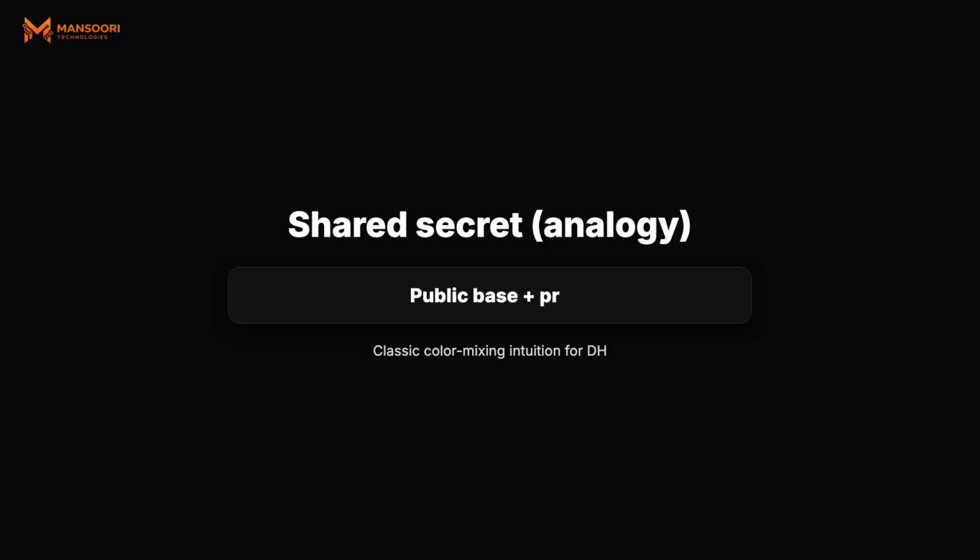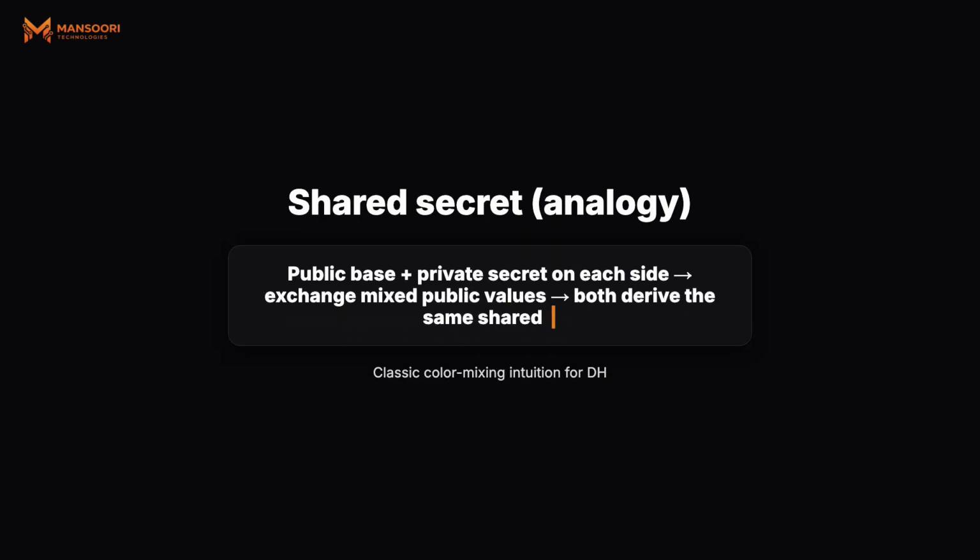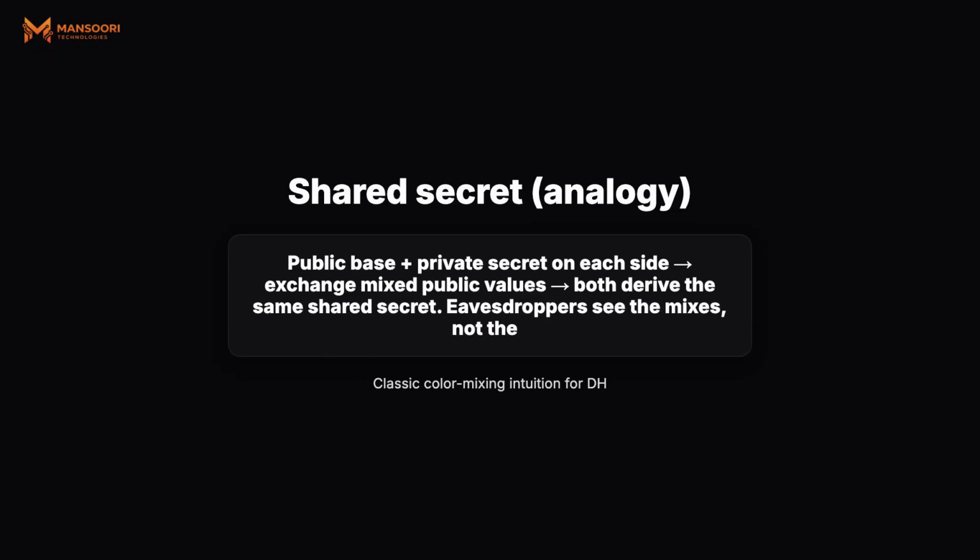Diffie-Hellman key exchange is often taught with a color mixing analogy. Imagine a public base paint everyone sees. Each side mixes in a secret color only they know. They exchange the mixed results, not the secrets, and both can derive the same final mixture without ever revealing their private colors to a passive observer.